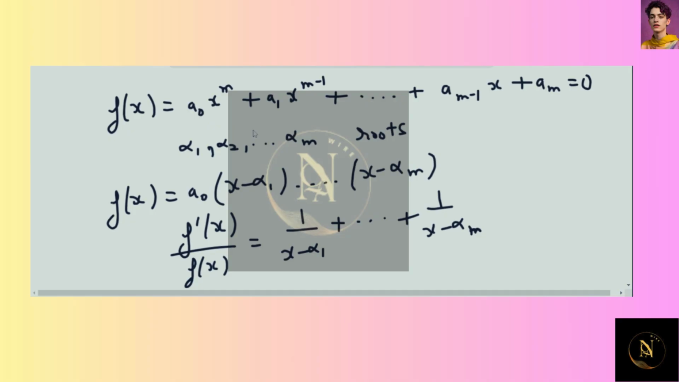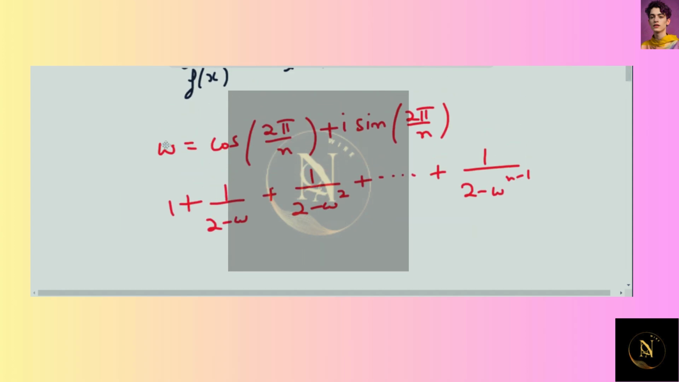Alright, we're given a polynomial f(x) equal to 0. The highest power is m. So alpha 1, alpha 2, and so on, alpha m are its roots. It can be written as a naught (x − alpha 1)(x − alpha 2) and so on to (x − alpha m). Now it says that f'(x) over f(x) is given as 1 over (x − alpha 1) and so on, 1 over (x − alpha m). Now, this information is given to us.